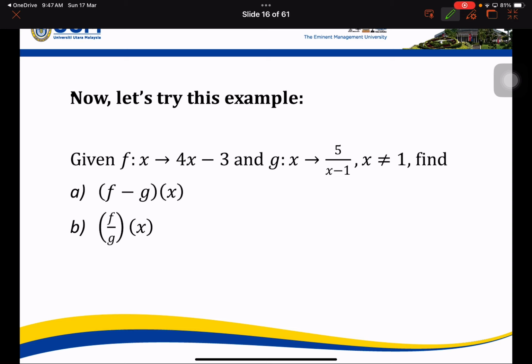Okay, so this one, we multiply this one with x minus 1. Okay, so what do we have here? 4x minus 3, so x minus 1 divided by x minus 1, minus 5 x minus 1. Agree? Next step. What do we do here? Expand. So expand here.